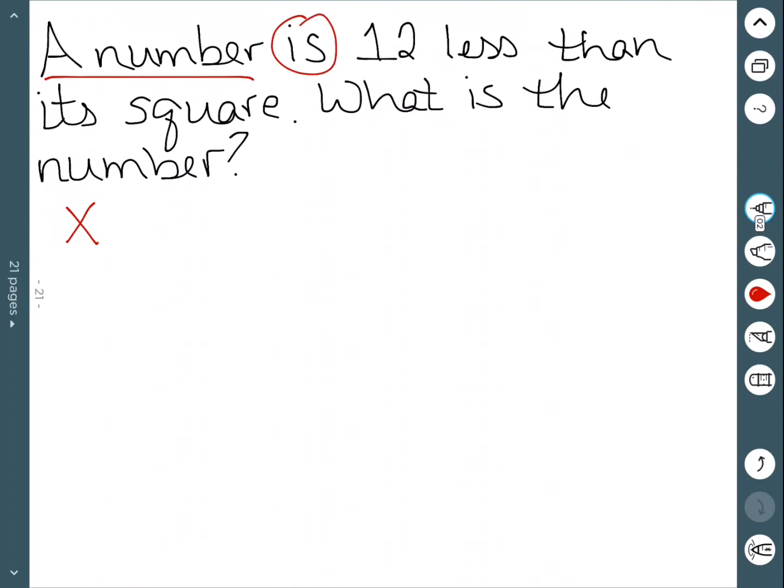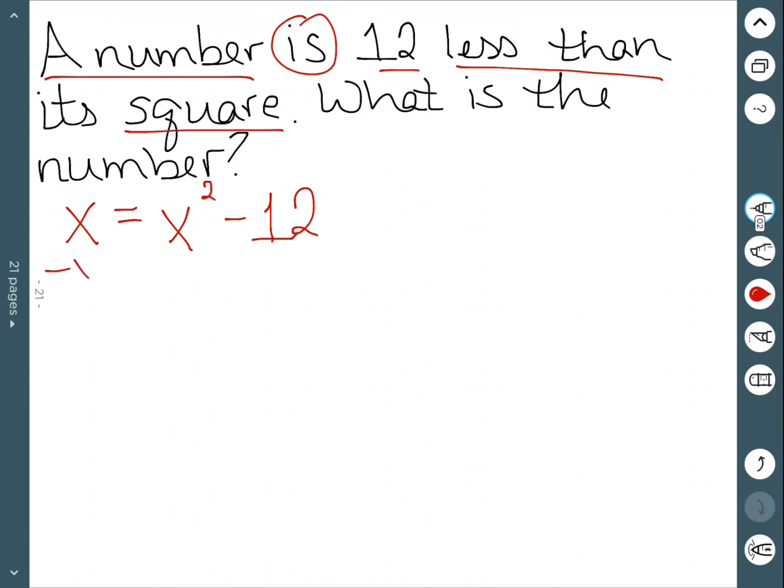"Is" is a good indication of an equal sign. We have a 12, and then we have "less than," so we're going to be subtracting 12 from its square, so we need to square the number. And now we can solve.